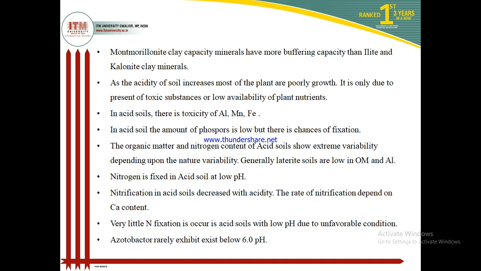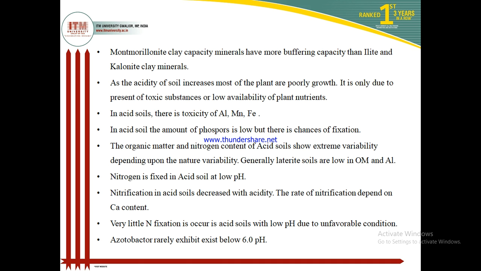Now in acid soil there is a toxicity of aluminum, manganese and iron. In acid soil the amount of phosphorus is low, and there is enhanced phosphorus fixation. The organic matter and nitrogen content of acid soils show extreme variation, depending upon the nature and variability; generally laterite soils are low in organic matter and nitrogen.